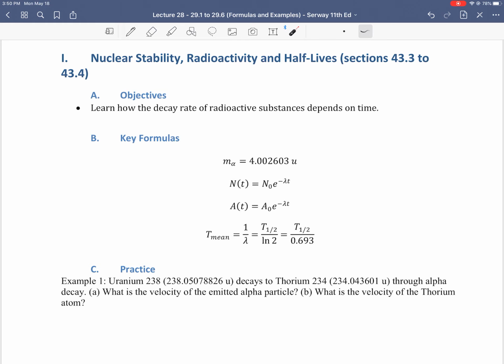Okay? And I'll show you one other example. I'm going to do 3 examples. This is just going to be a brief video to just get a little bit of extra exposure to the numerical process of solving half-life problems.